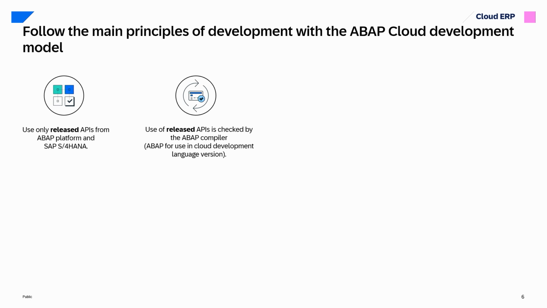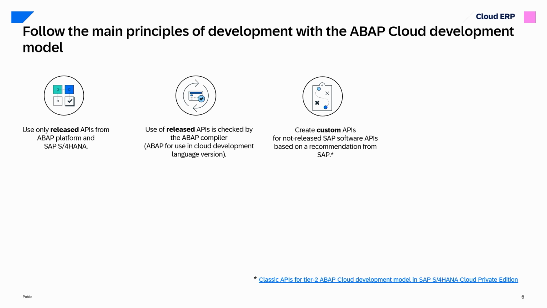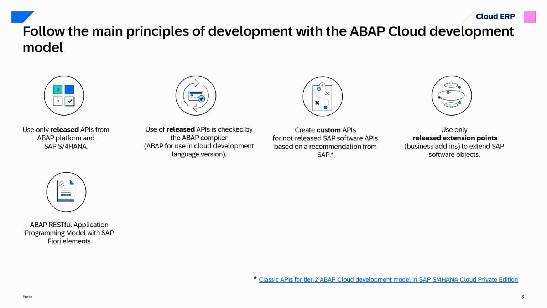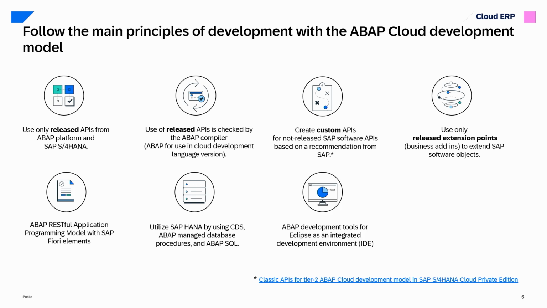So if you use an unreleased object, you will get a syntax error in your code. You create your own custom APIs if you need to cloud enable an unreleased SAP object in Tier 2. And you use only released extension points to extend SAP standard objects. As I said, the ABAP RESTful Application Programming Model is your model of choice for developing transactional applications. And you work with the SAP HANA database using CDS, ABAP Managed Database Procedures, and ABAP SQL.